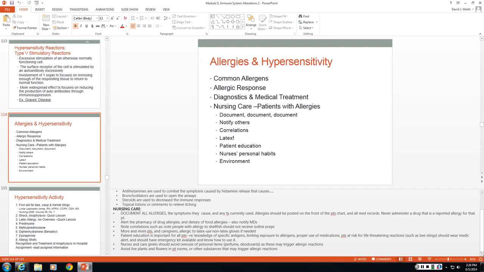So patients at risk for life-threatening reactions such as bee stings should wear a medic alert bracelet. They should have an emergency kit available and know how to use it. They're probably going to have an EpiPen on them. Nurses and caregivers should avoid overuse of personal items such as perfume and deodorants, that also can trigger allergic responses in their patients. So you want to avoid live plants and flowers in the patient's rooms or any other substances that could trigger an allergic reaction.